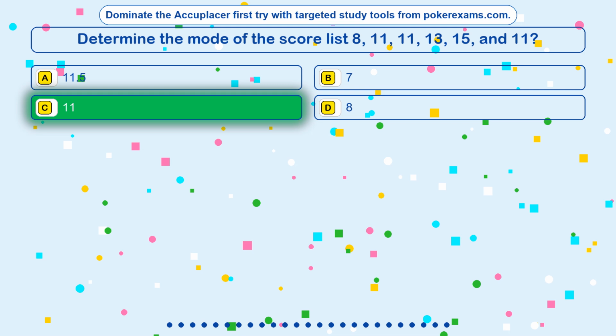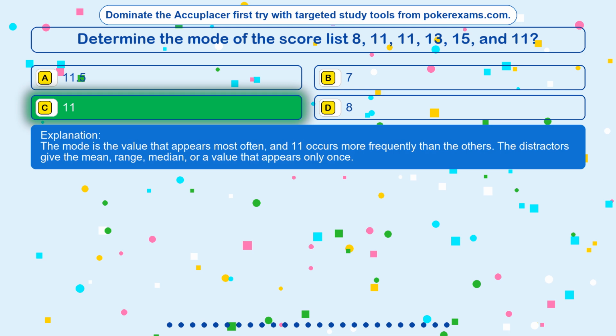The correct answer is option C, 11. The mode is the value that appears most often, and 11 occurs more frequently than the others. The distractors give the mean, range, median, or a value that appears only once.